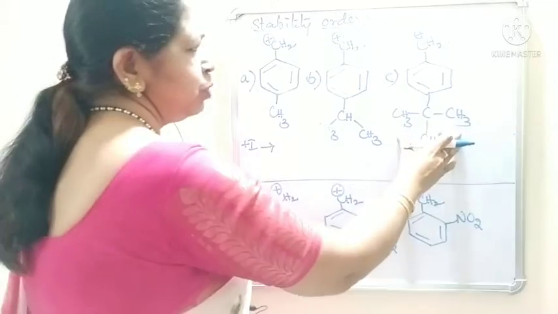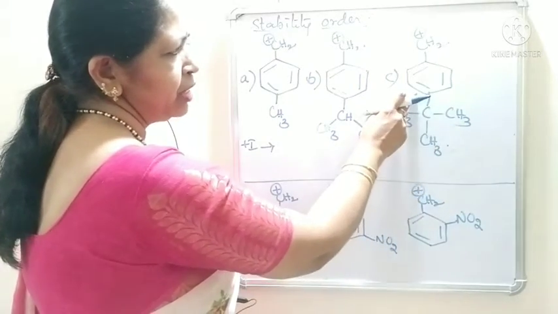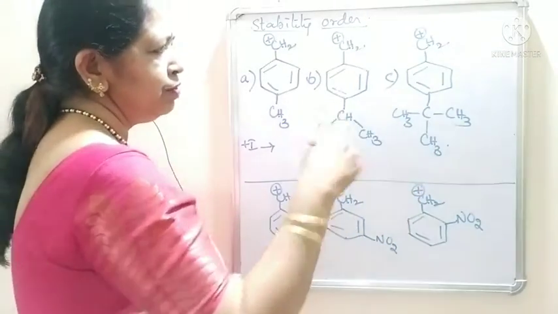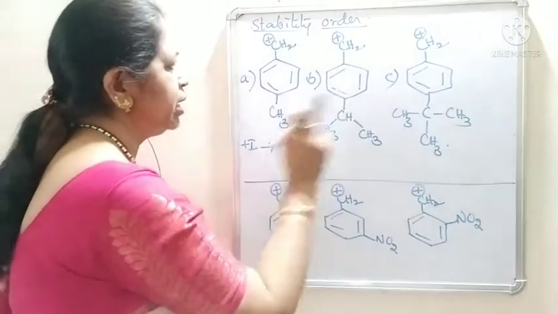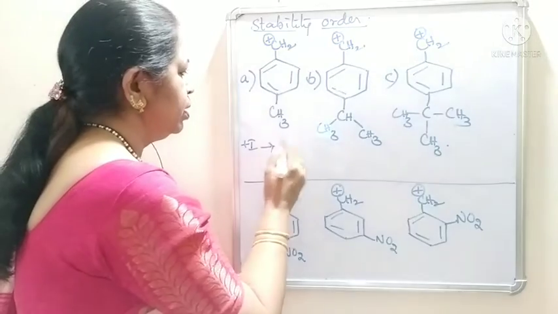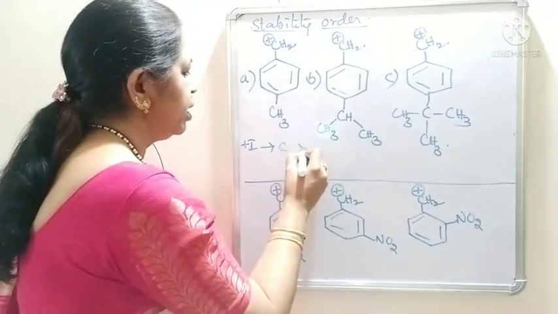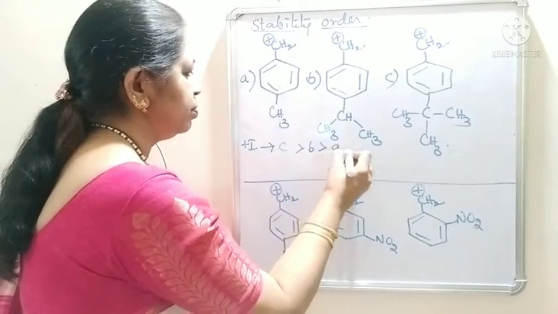So this will be more stabilized, which is in conjugation with the double bonds. So based on the plus I effect, we will think that the stability order will be C greater than B greater than A.